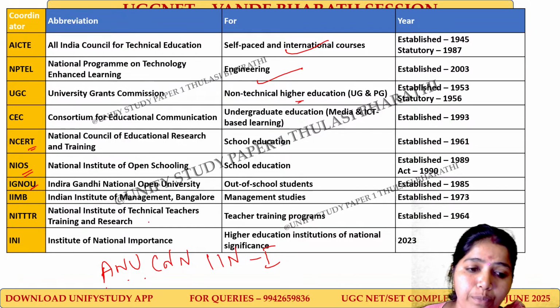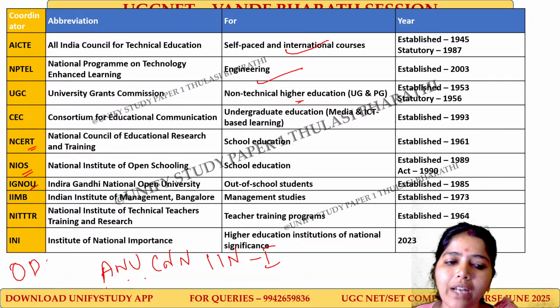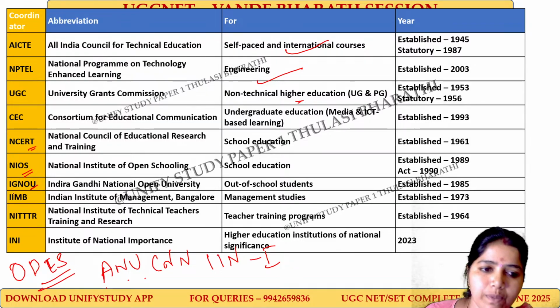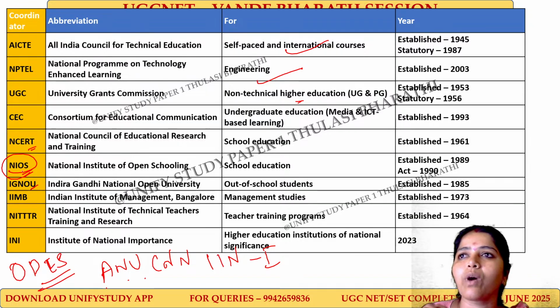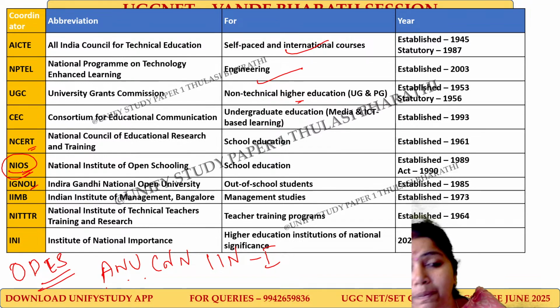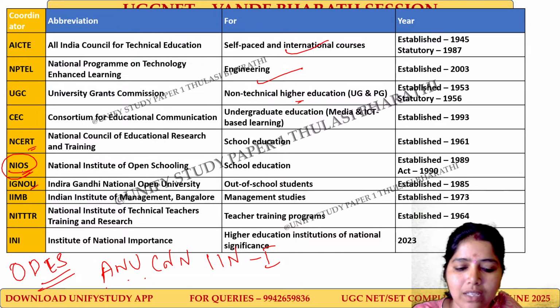And here there is an important term that I would like to mention, called the on-demand examination system. On-demand examination system. Last time we got a question from this one. This was being followed by NIOS. That is what on demand means: whenever the need is there for the student, at that time the examinations will be conducted, and this is implemented in NIOS. Clear?